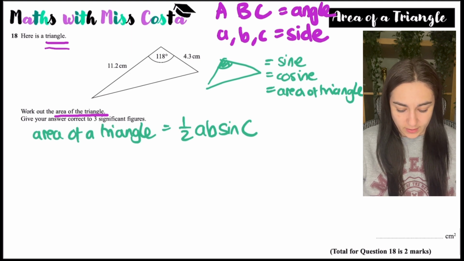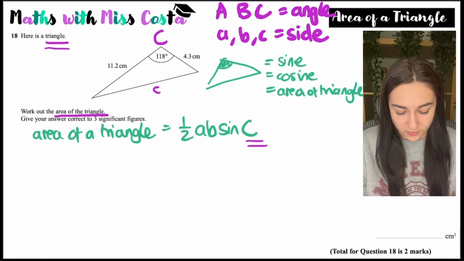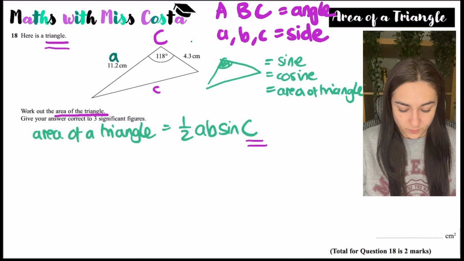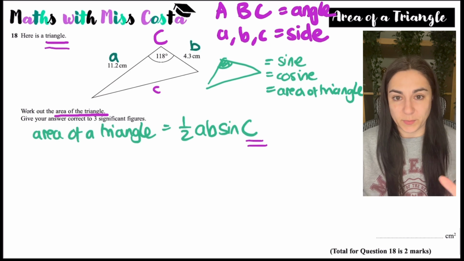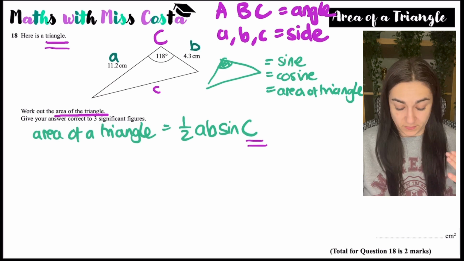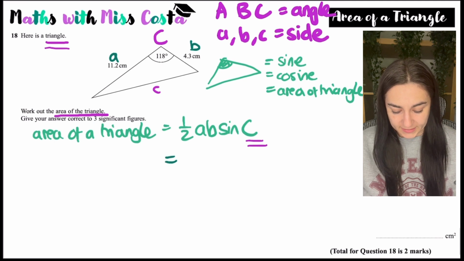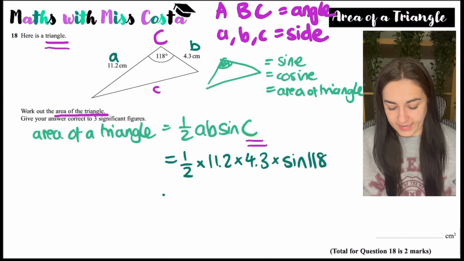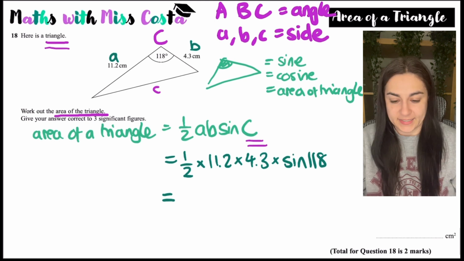So in this triangle, I want the given angle to be C because that's what I'm going to be using. That's the only angle I've been given. Therefore, this side here is going to be c. And this side here would be a and this would be b. It doesn't matter which one's which because we're just multiplying, so you could have labelled them the other way around. Now, all I need to do is substitute into the formula: a half times a, which is 11.2, times b, which is 4.3, times sine 118. And I just plug that into my calculator.